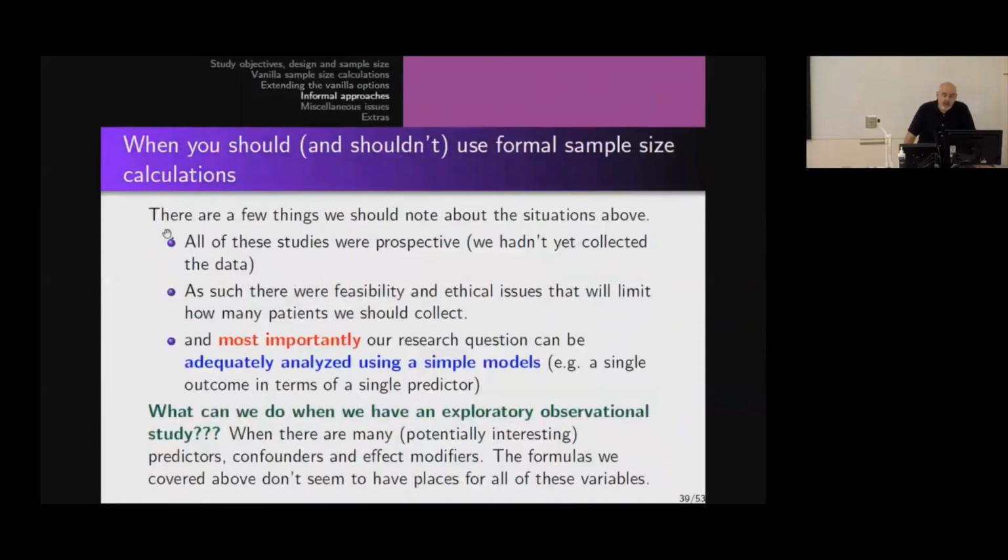Okay, so again, just a few things that we should note about the situations above. All of these studies were prospective. So as such, there were feasibility and ethical issues that will limit how many patients we can collect. And most importantly, our research question can be adequately analysed using simple tools, simple methods and models, okay?